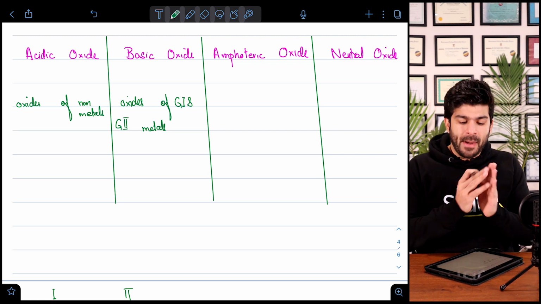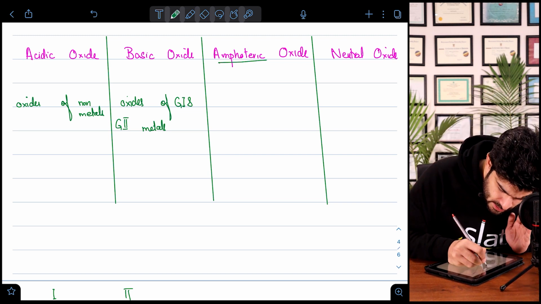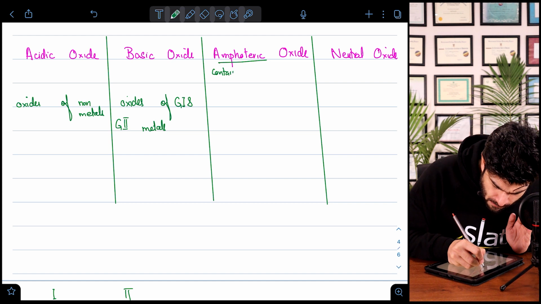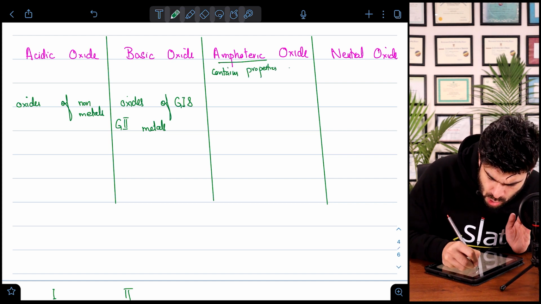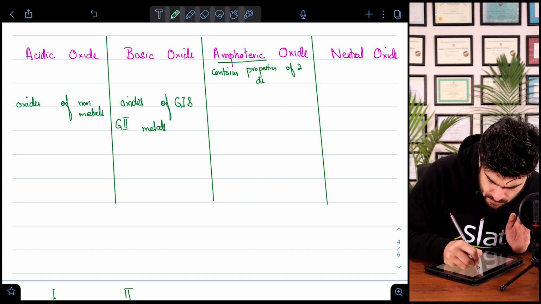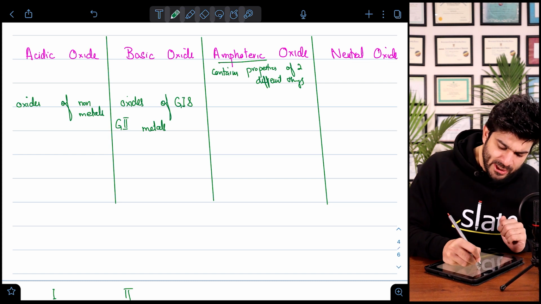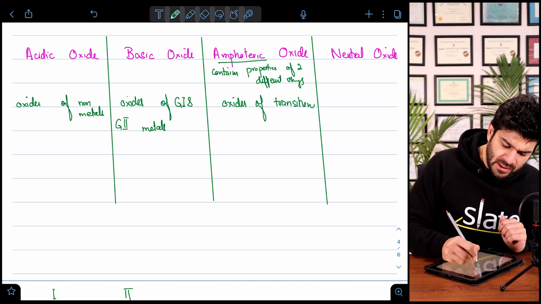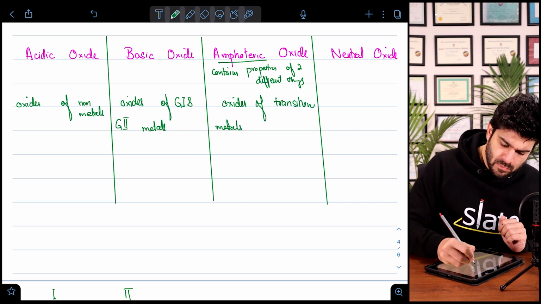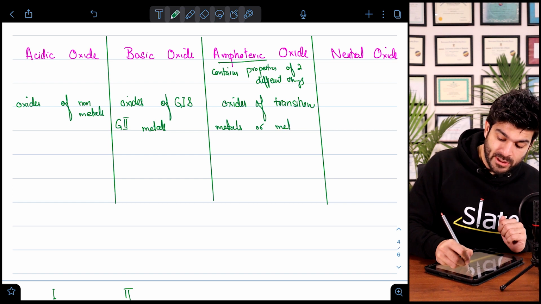Amphoteric oxides, by amphoteric we mean contains properties of 2 different things. So these are the oxides of transition metals or metalloids.